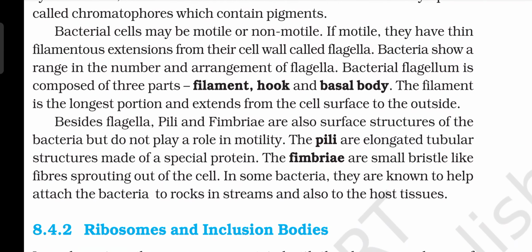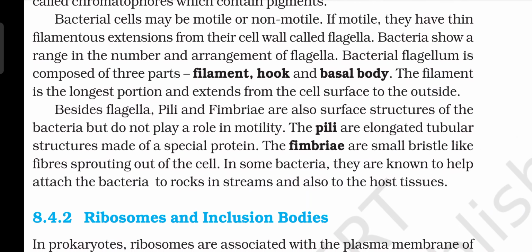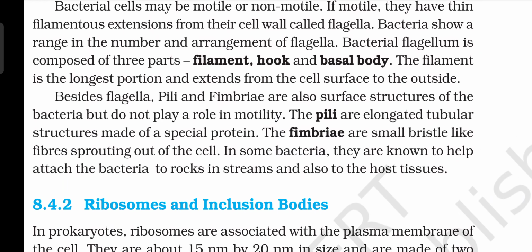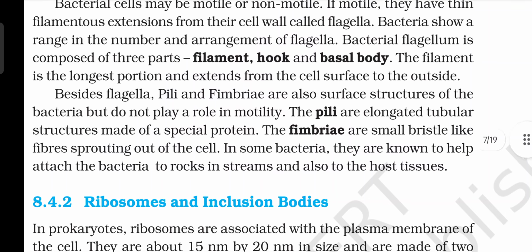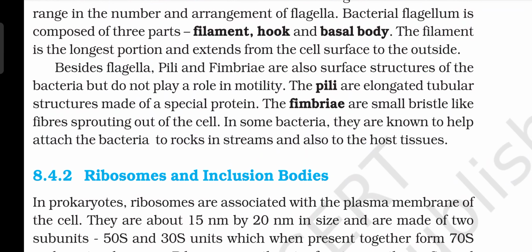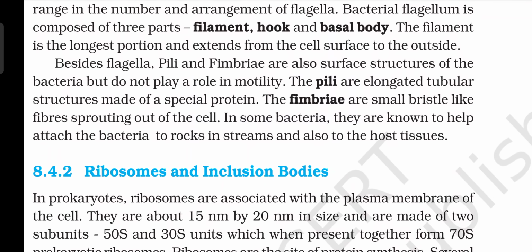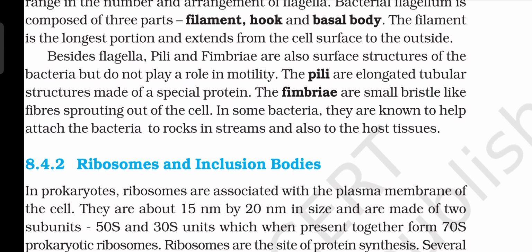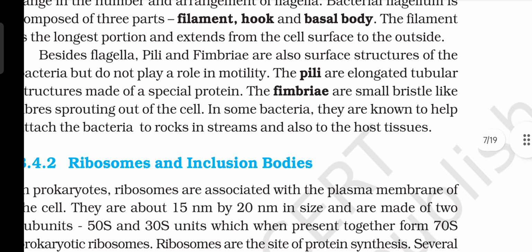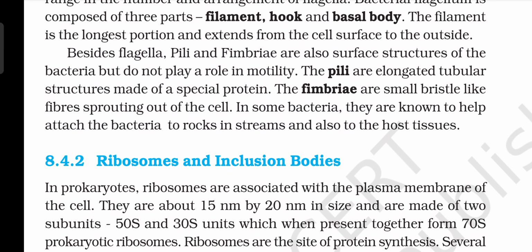Bacterial cells may be motile or non-motile. If motile, they have thin filamentous extensions from their cell wall called flagella. Bacteria show a range in the number and arrangement of flagella. The bacterial flagellum is composed of three parts: filament, hook, and basal body. The filament is the longest portion and extends from the cell surface to the outside.